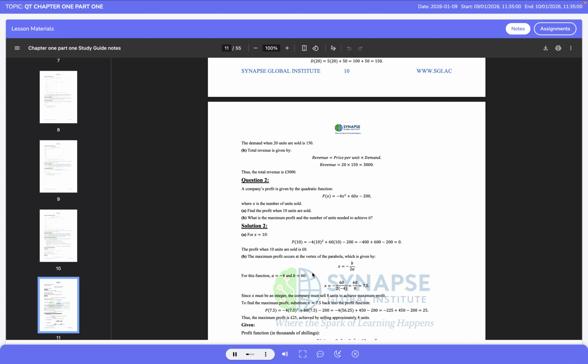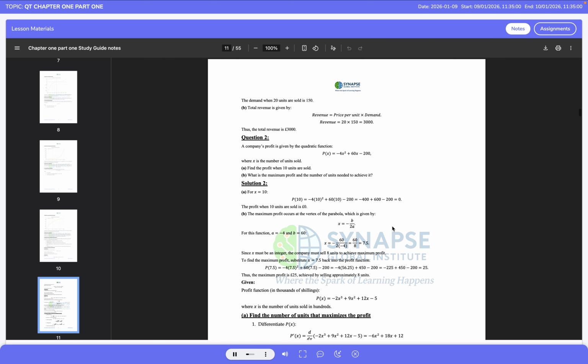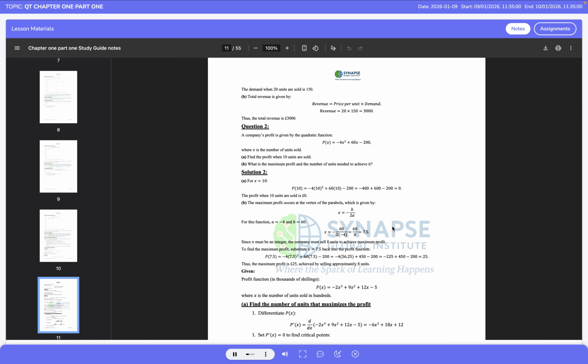In the second question, a company's profit is given by the quadratic function p(x) equals negative 4x squared plus 60x minus 200, where x is the number of units sold. In part A, for x equals 10, p(10) equals negative 4 multiplied by 10 squared plus 60 multiplied by 10 minus 200, which equals negative 400 plus 600 minus 200, giving 0. Therefore, the profit when 10 units are sold is £0.